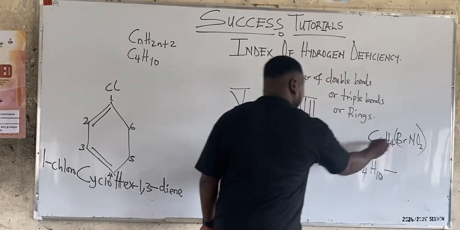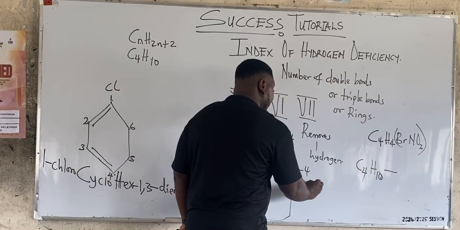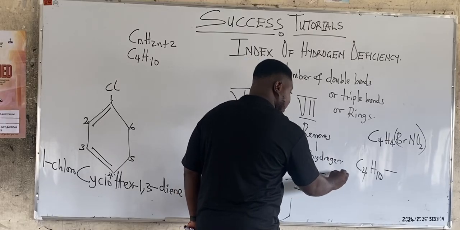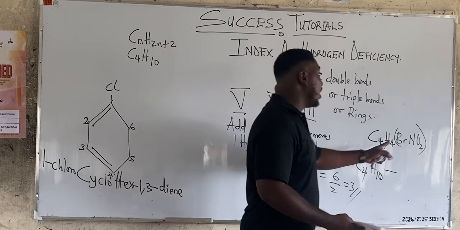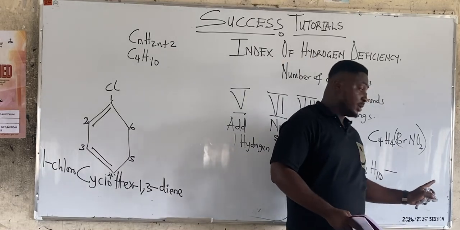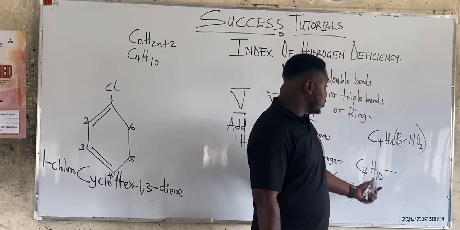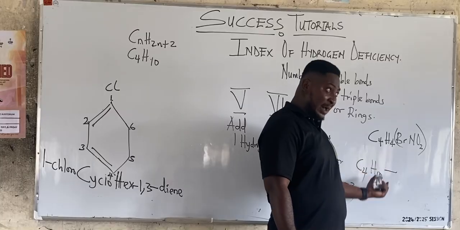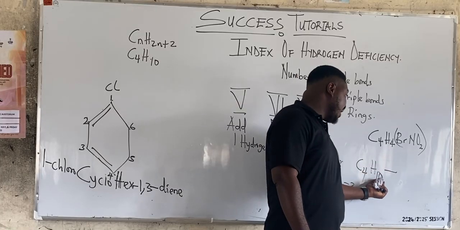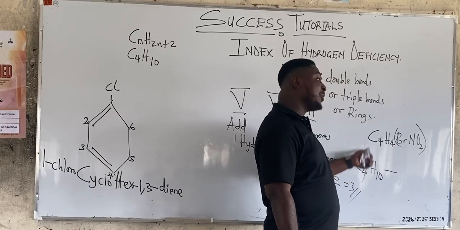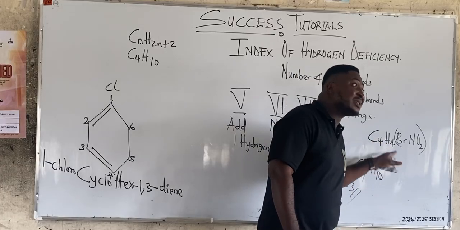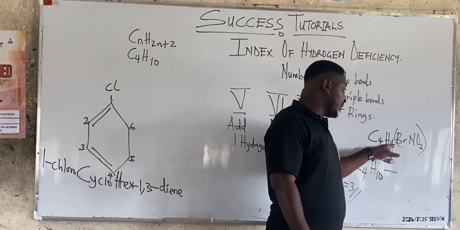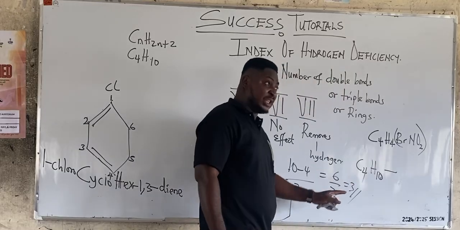Just say 10 minus 4, divided by 2. 10 minus 4 is 6, divided by 2. If all these families were not there, we would have gotten our IHD. Just look for a saturated counterpart that also has 4 carbons. Subtract the number of hydrogen here from the number of hydrogen here, because the carbons are okay. It's the hydrogen that is the problem, right? So this guy has lost 6 hydrogen, that's why it's unsaturated. 10 minus 4, 6 divided by 2, 3. You would have been done.